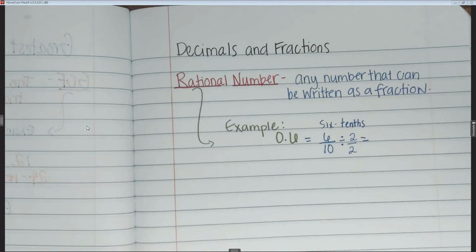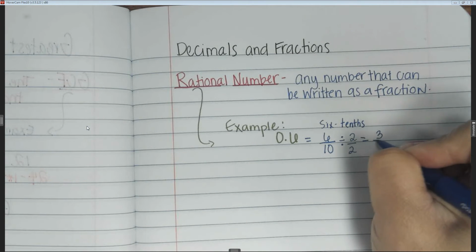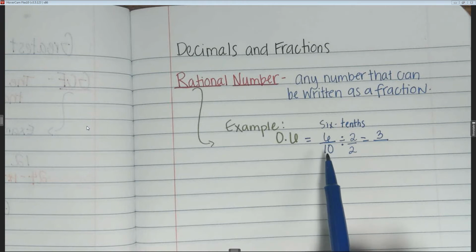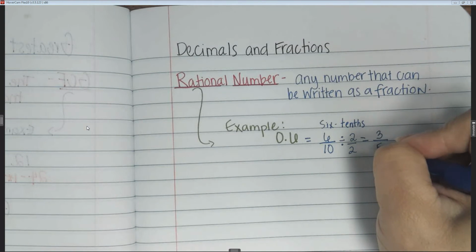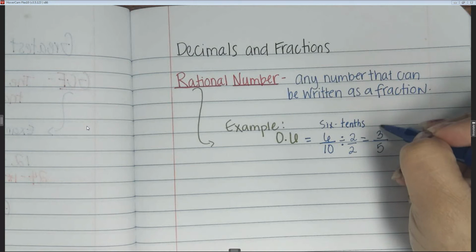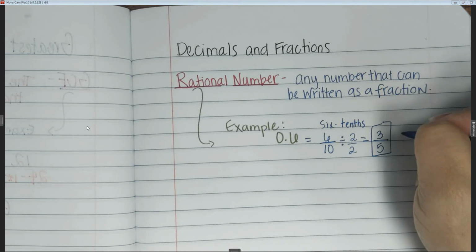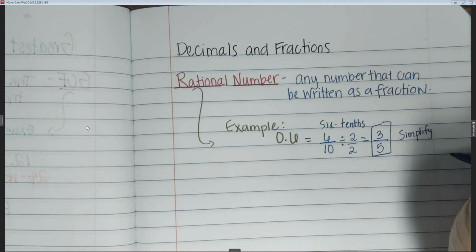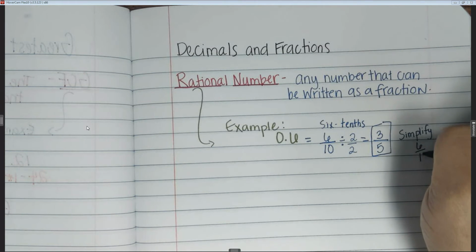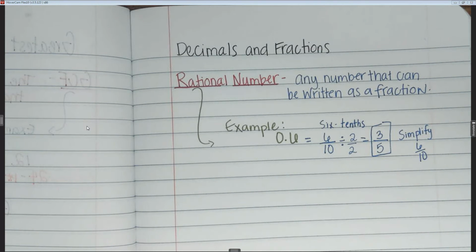When I divide both of those by 2, how many groups of 2 are in 6? That is 3. How many groups of 2 are in 10? That is 5. So I was able to divide by finding the greatest common factor, and I was able to simplify my fraction. So this is 6/10, and this is the simplified fraction, 3/5. Okay, so that's what I did.